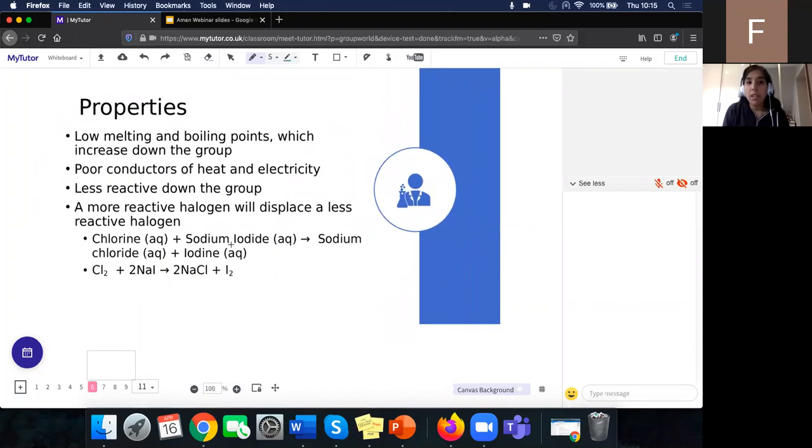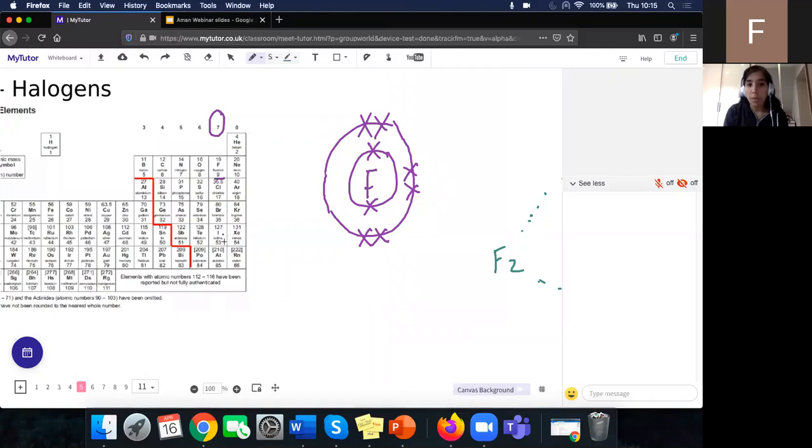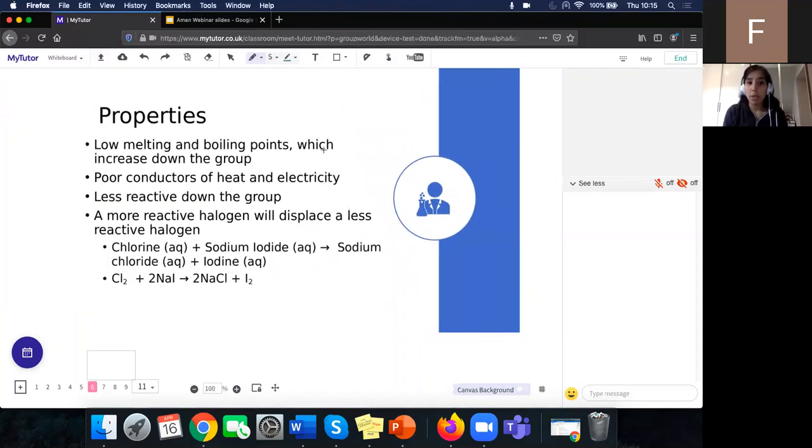But the reason that the low melting and boiling points increase down the group is because you'll remember that intermolecular forces increase if the atomic mass increases or if the atoms get bigger. And we know that as we go down the group of halogens, the atomic mass gets bigger. So astatine has an atomic mass of 210, it's got 85 electrons, whereas fluorine only has 9. So they're getting bigger. And as they get bigger, the intermolecular forces increase. So that's why the boiling points and melting points increase down the group.